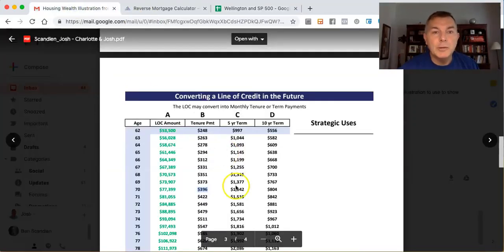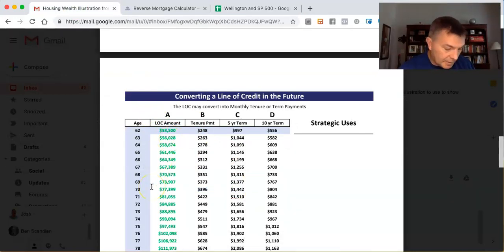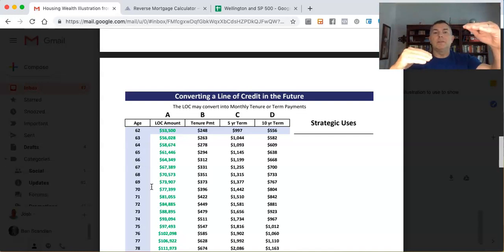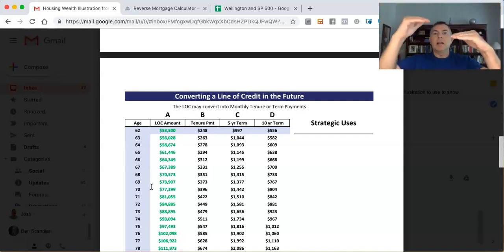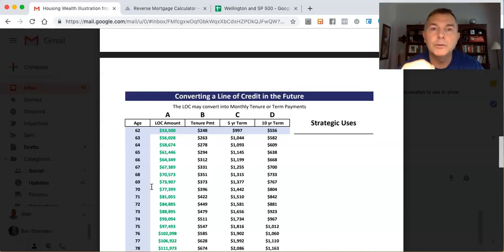What has the line of credit amount done? Well, the line of credit was 53, and now it's 77, so 77 minus 53 divided by 53. That also has grown by 45%. All right, so that's what happens. The line amount is growing, the loan amount is growing. They're growing together, the same thing. The line of credit amount is growing at just about the exact same rate as the loan amount.